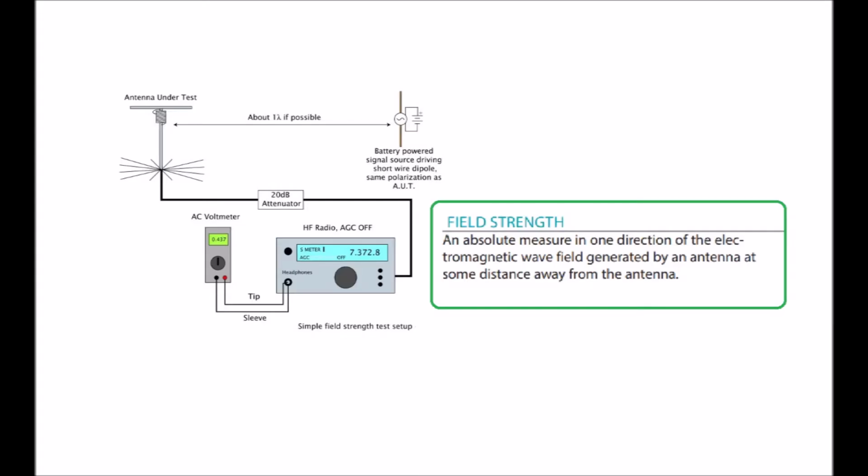Field strength: an absolute measure in one direction of the electromagnetic wave field generated by an antenna at some distance away from the antenna.